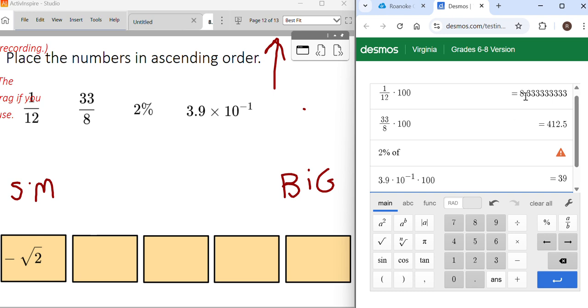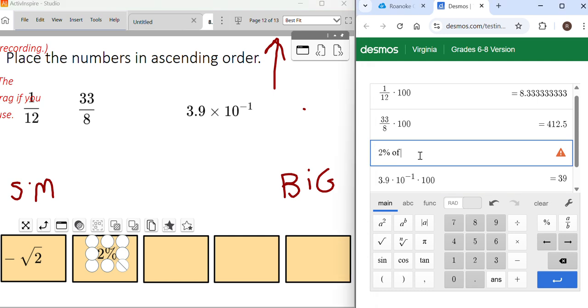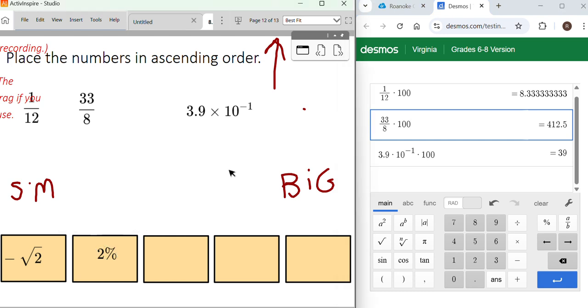Now I've got 8.3%, 412.5%, 2%, and 39%. Well, that 2 is definitely the smallest. So I'm going to put it next, and then I'm going to come over here and delete that so that it's not causing me any confusion. Let's keep going. We're still looking for the smallest, going toward the biggest.